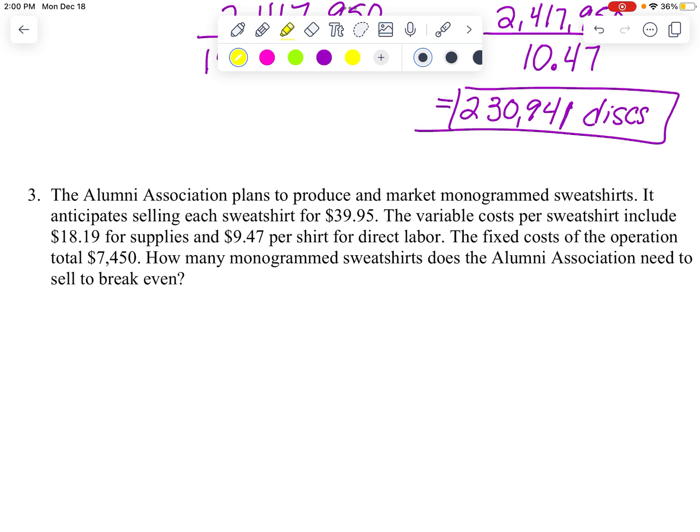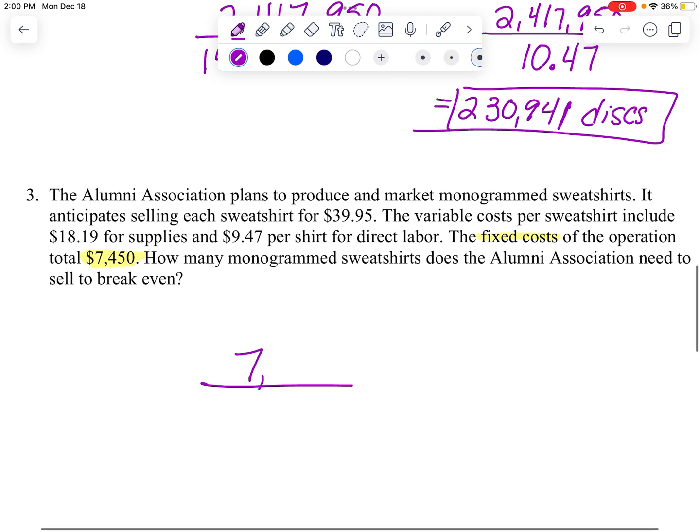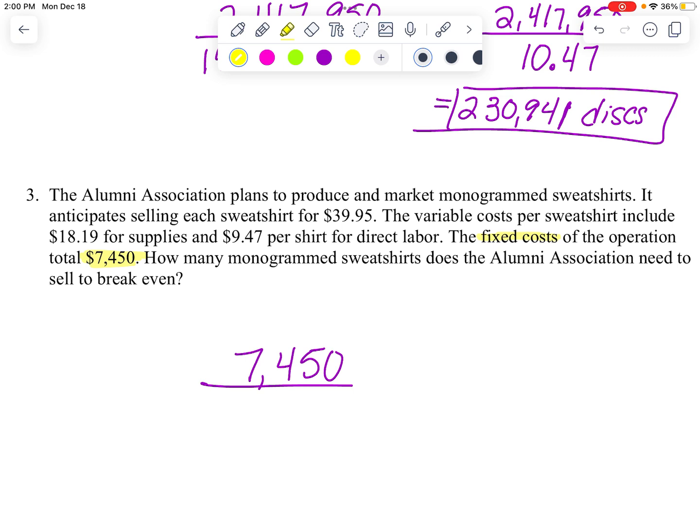All right, so this one's just a little bit out of order, so this is why it's important we know our formula. We know that the fixed cost needs to go on top, and the fixed cost is actually not mentioned until towards the end here. It's $7,450, so let's start by writing that on top. Okay, we also need our selling price. Selling each sweatshirt for $39.95. That's our selling price. And we subtract the variable cost.